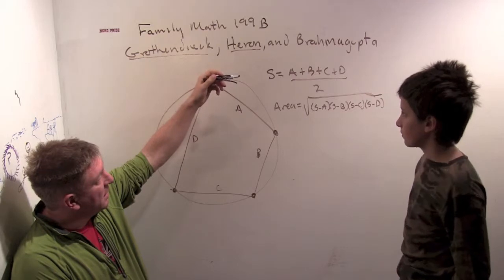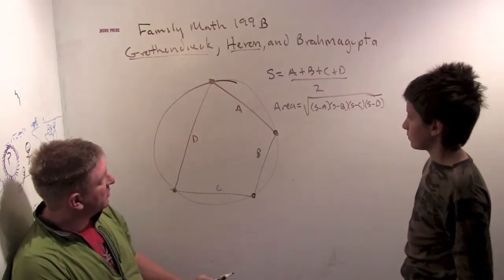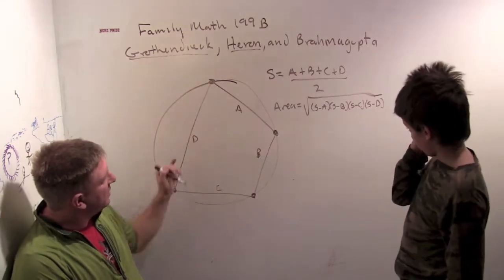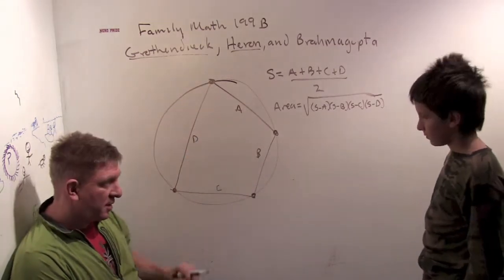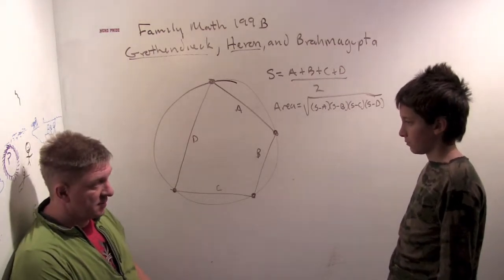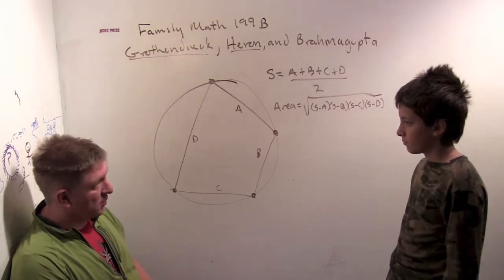But he came up with this incredible formula called Brahmagupta's formula for the area of a quadrilateral that can be inscribed in a circle. Not all quadrilaterals can be inscribed in a circle, but special ones can, and they're called cyclic quadrilaterals.